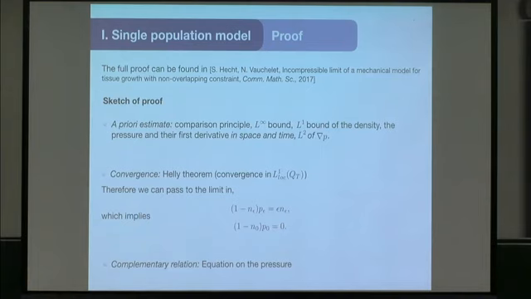Then you can go to the limit in this small expression. This is just saying that p is equal to epsilon n over 1 minus n. You pass to the limit, and this allows you to define your domain, where you have your density equal to 1. And then the complementary relation is the equation of the pressure. It's a bit of the tricky part, but I don't have time to explain it here. I will be happy to discuss it later if you want.